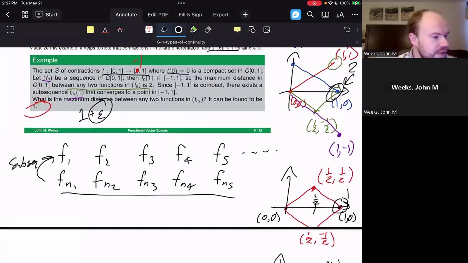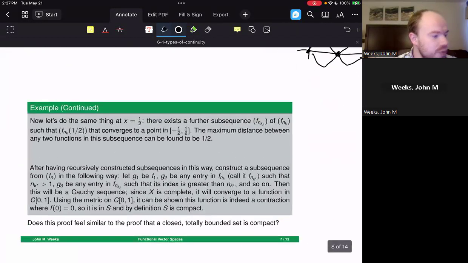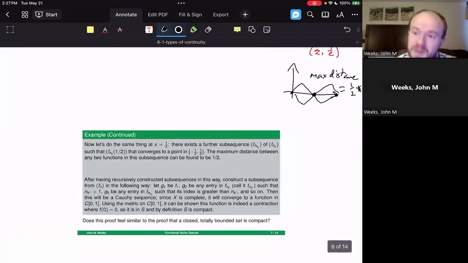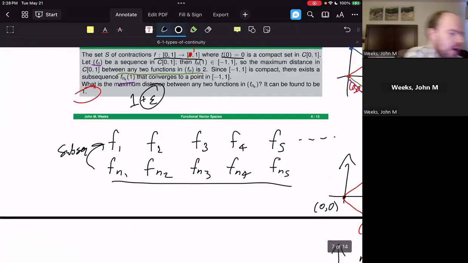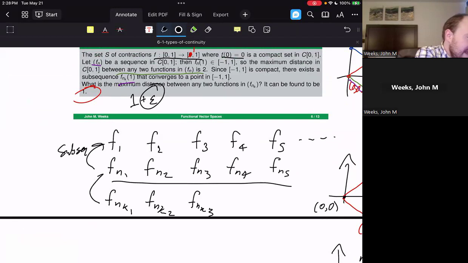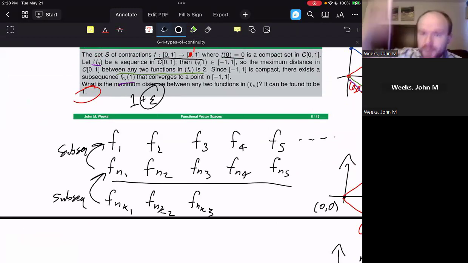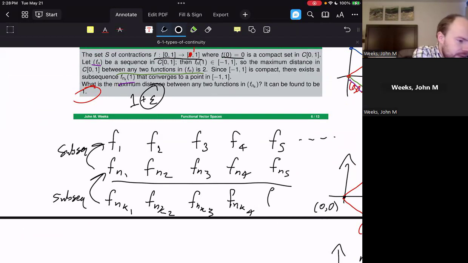And so the goal for the rest of this proof is going to be to say, let's do that. Let's take a subsequence of our subsequence. We'll call it f sub n k1, f sub n k2, f sub n k3. That is, again, a subsequence of the original function that we said, okay, well, for all of these, their x equals 1 values converge to the same point. And then let's do it again so that all their x equals 1/2 points converge to the same point. And then let's keep doing this.